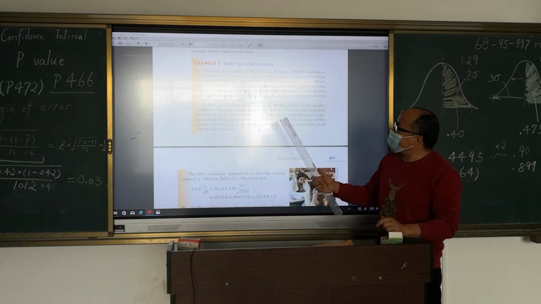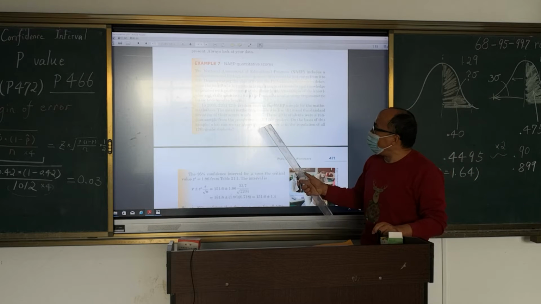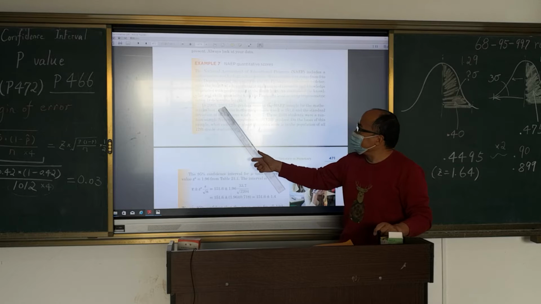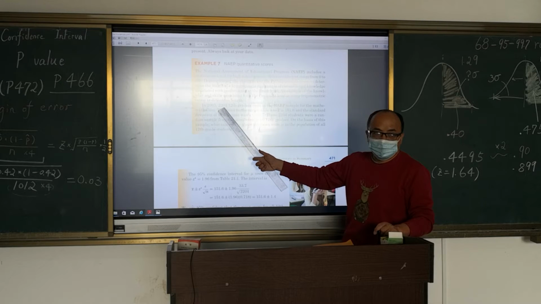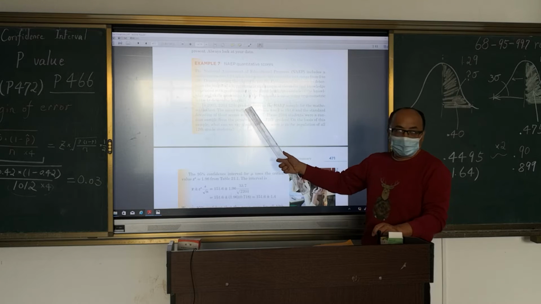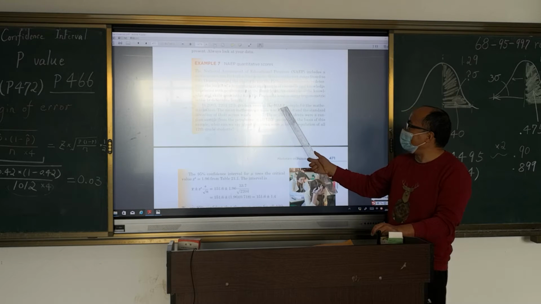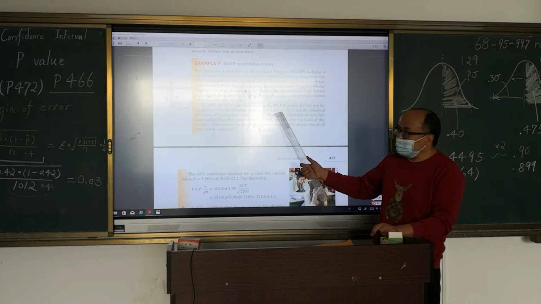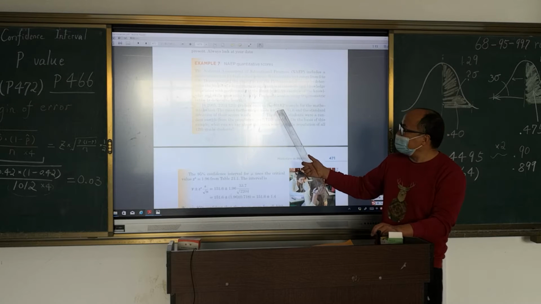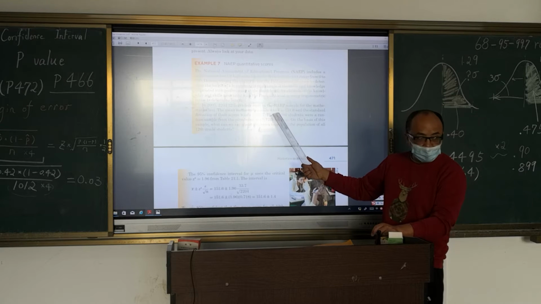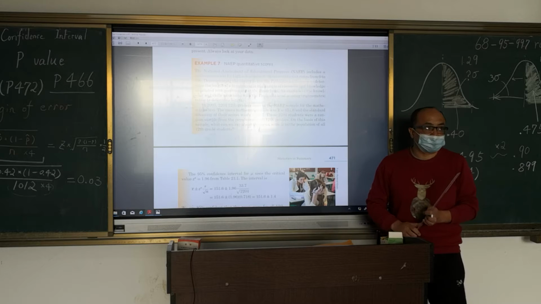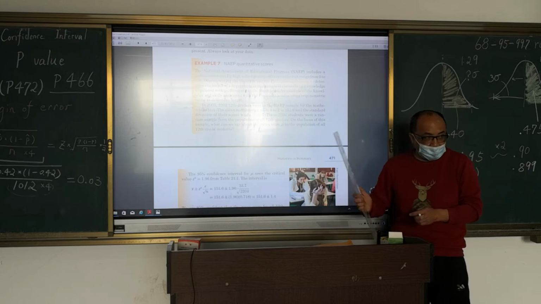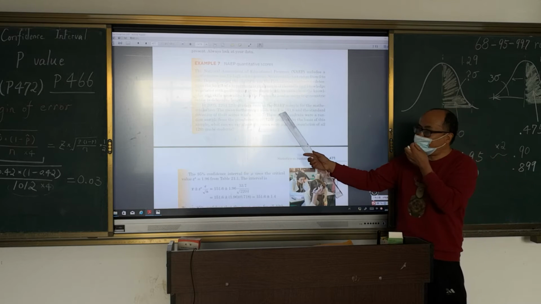So they did a sample. In this year, they selected 2,204 students who took the exam. And the mean, the symbol, notice there's a bar, okay? This means the sample average.